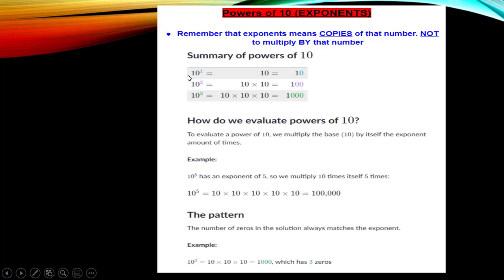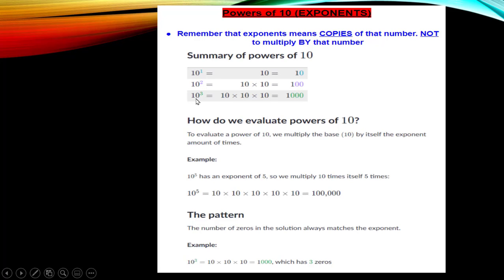If you have a 10 with a 1 as your exponent, that means you get one copy of that 10. So your answer is 10. If you have a 10 with an exponent of 2 and we say 10 to the second power, that means you get 2 copies of 10. 1 copy, 2 copies. So when we multiply those out, that would give us an answer of 100.